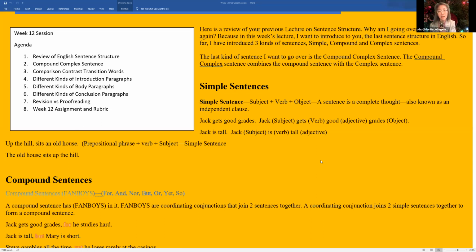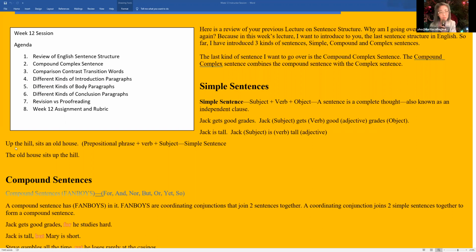The only time an adjective comes after a subject is when you have the verb is. Jack is tall, and so tall refers back to the noun Jack. Up the hill sits an old house. The prepositional phrase, up the hill, indicates location. Whenever you have something that indicates location, like across, at the store, up the hill, on the table, those are all known as prepositional phrases.